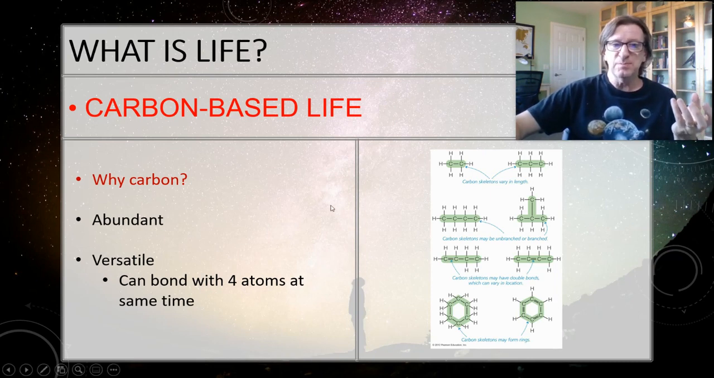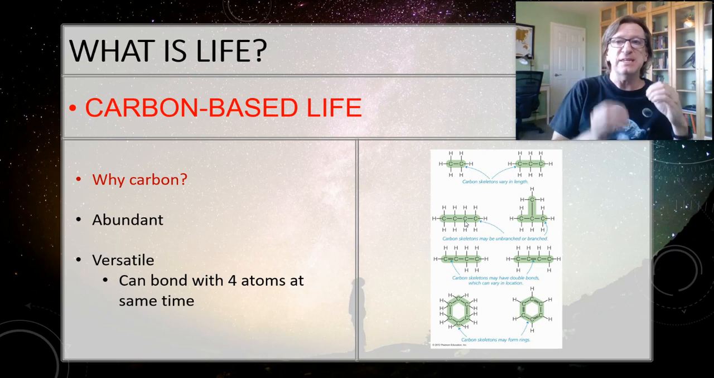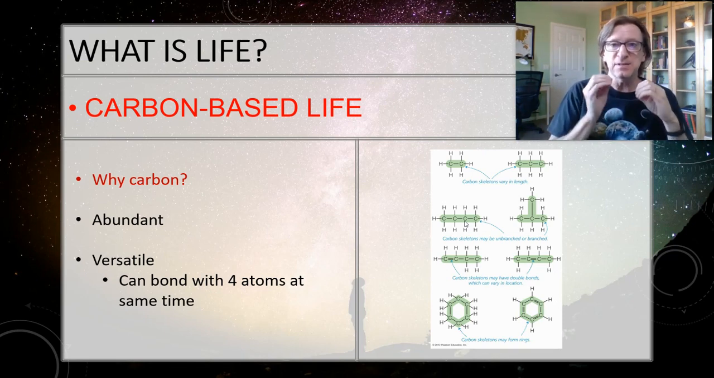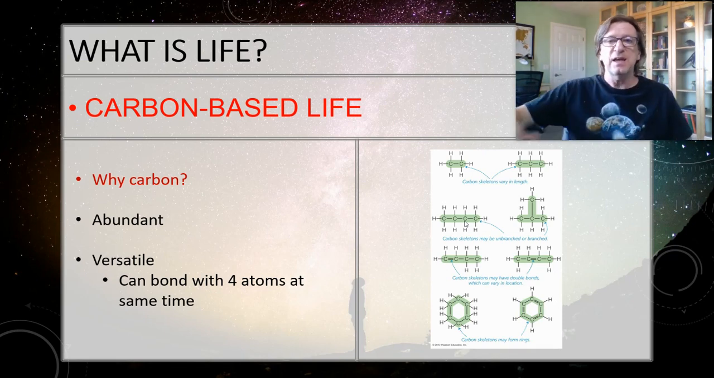So first of all, it's abundant, but then it's also versatile because it can bond with 4 different atoms and it can form a number of different kinds of bonds. It can form double bonds, single bonds, and these ring bonds. So out of this one atom, you can get a whole bunch of different molecules. Life needs complexity. Life is complex. And there is nothing out there like carbon that has that level of complexity.